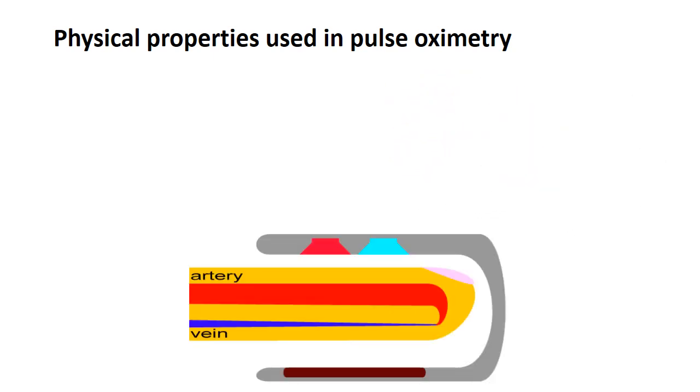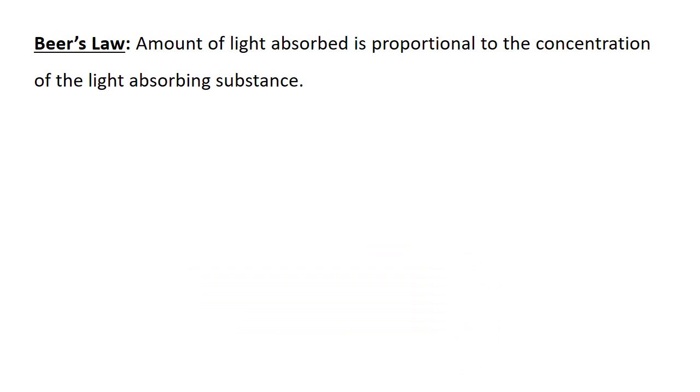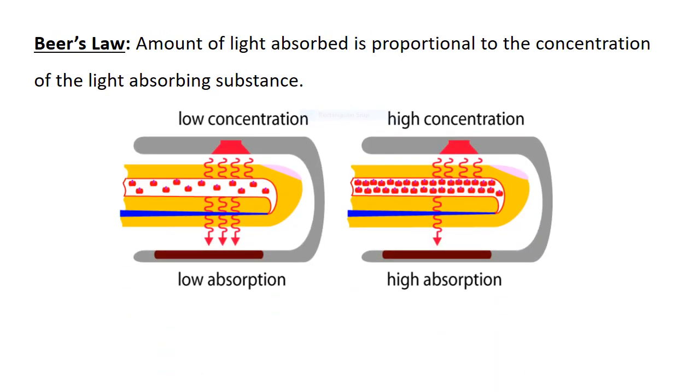Above the finger is the light source that emits the light, and in the finger is an artery which carries the blood with pulsatile flow. This is the area of interest for pulse oximetry because it only senses the pulsatile signals, and below this is the light detector. Now what does Beer's law say? Beer's law says that the amount of light absorbed is proportional to the concentration of the light-absorbing substance. Here hemoglobin absorbs the light, and the amount of light absorbed is proportional to the concentration of hemoglobin.